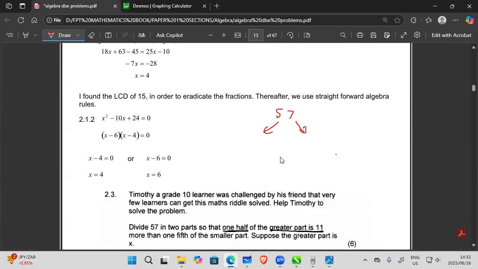Now you see when you look at this here, another reason why word problems are so hard is because you need to read ahead. They say suppose the greater part is x. So if I call this here the smaller part, the greater part will be x. So you have a smaller part, you have a greater part from this 57, right?